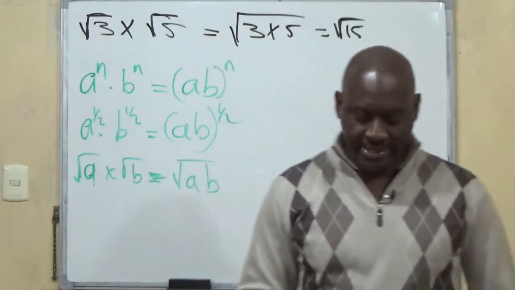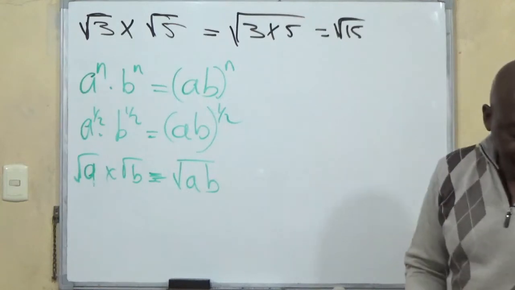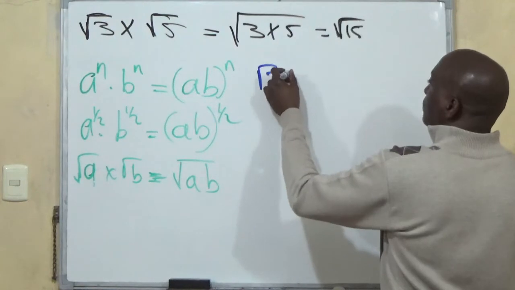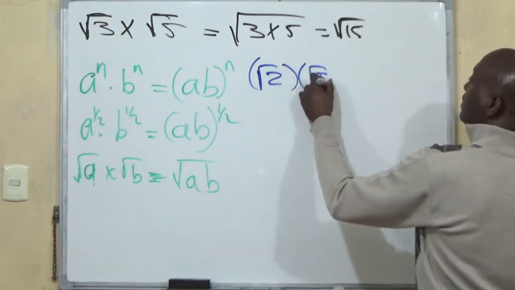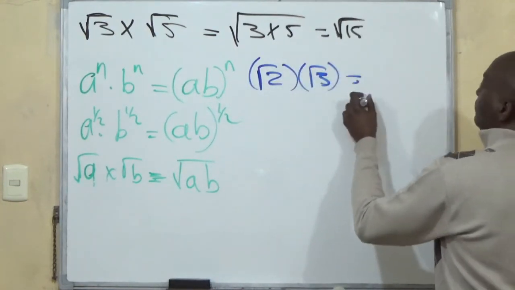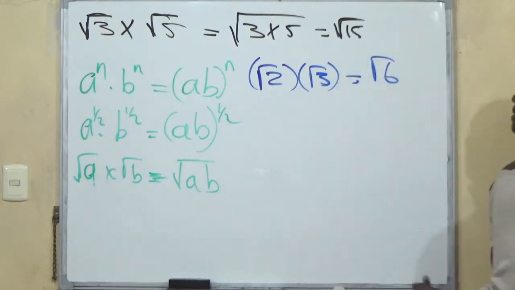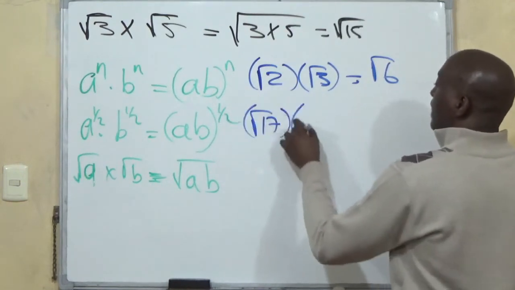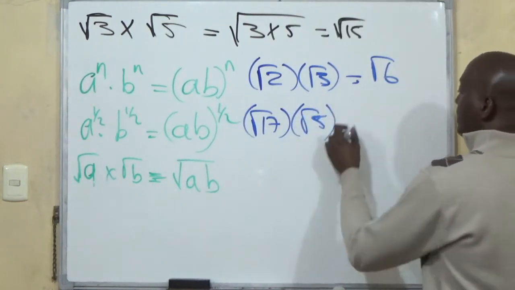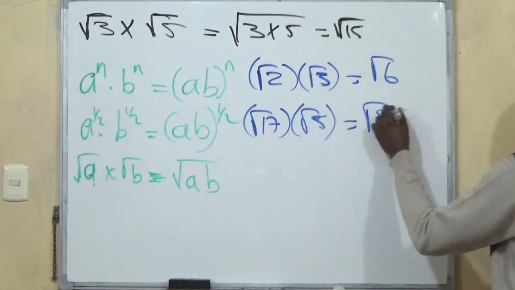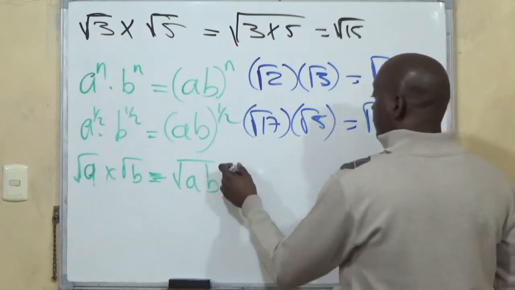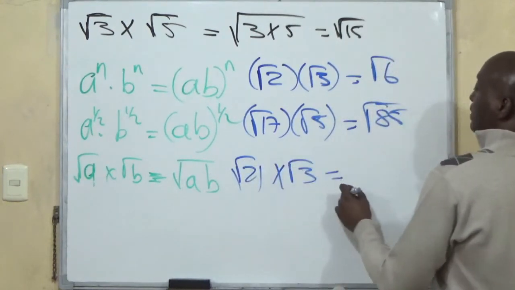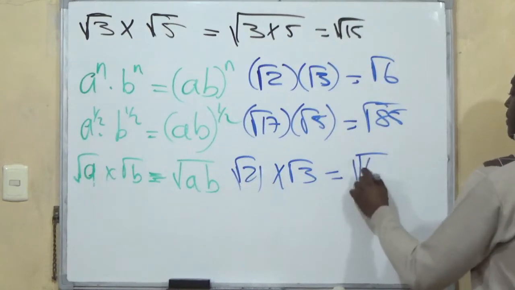So we could do some quick examples just to drive home the points. Yeah? So if I have, let me say, root 2 by root 3, that is the root of 2 by 3, that is root 6. If I have root of 17 by the root of 5, 17 by 5 is the root of 85. If I have the root of 21 multiplied by root 3, that is the root of 63.